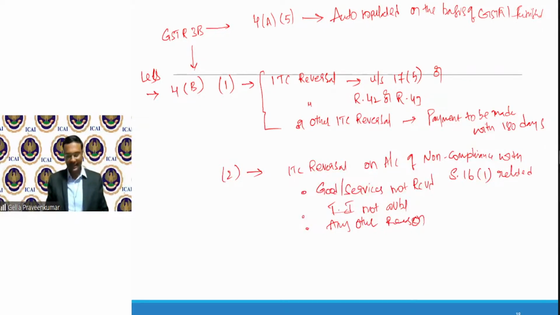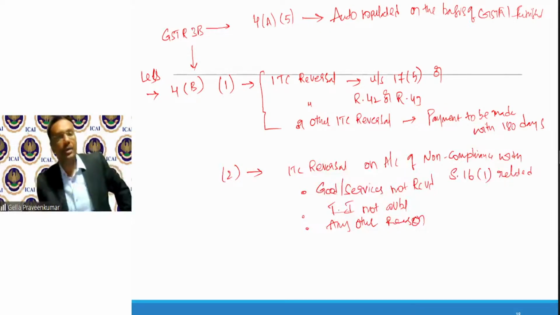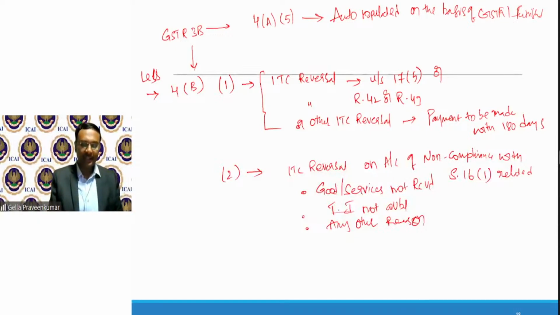He uploaded GSTR-1, but he is not going to make the payment. Unless and until he files his GSTR-3B, I'm not going to claim the credit. So here, the new return mechanism effective from Jan 2023 talks about this disclosure.